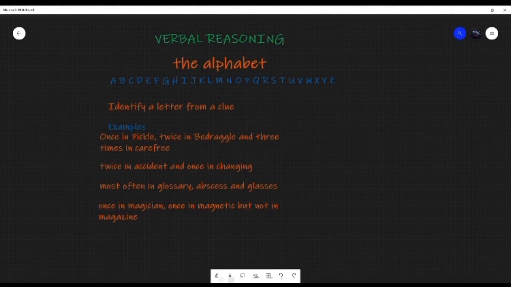Right. So once in magician, once in magnetic, but not in magazine. That "but not in" tricks people out a lot. So you have to make sure you just read through it, and it's very easy. Just don't get tricked.